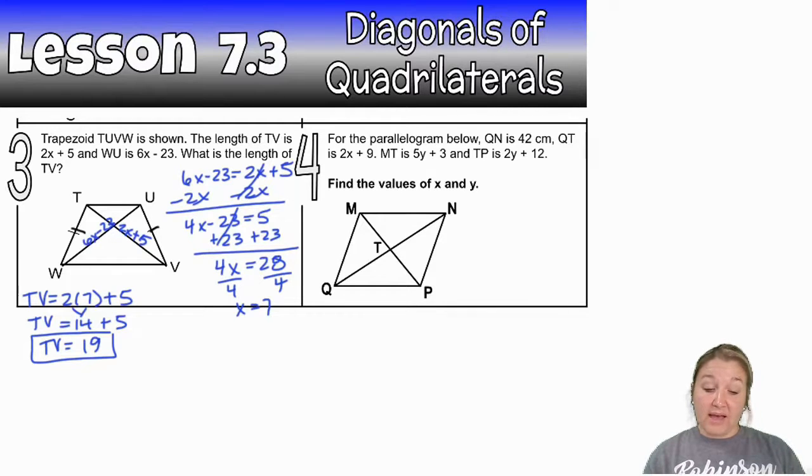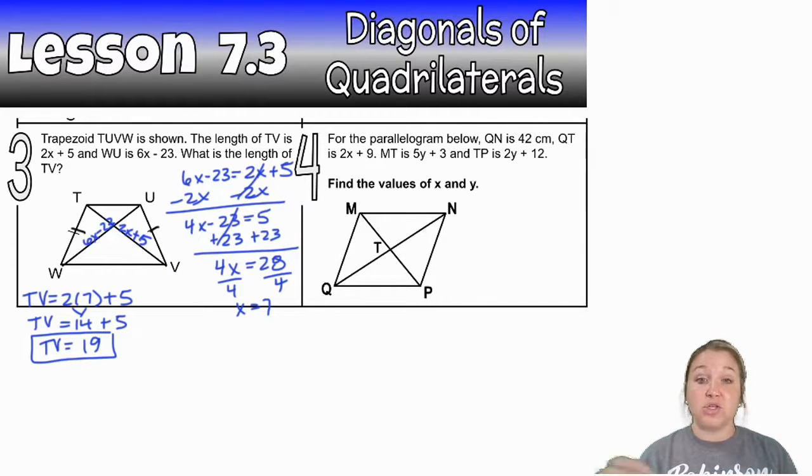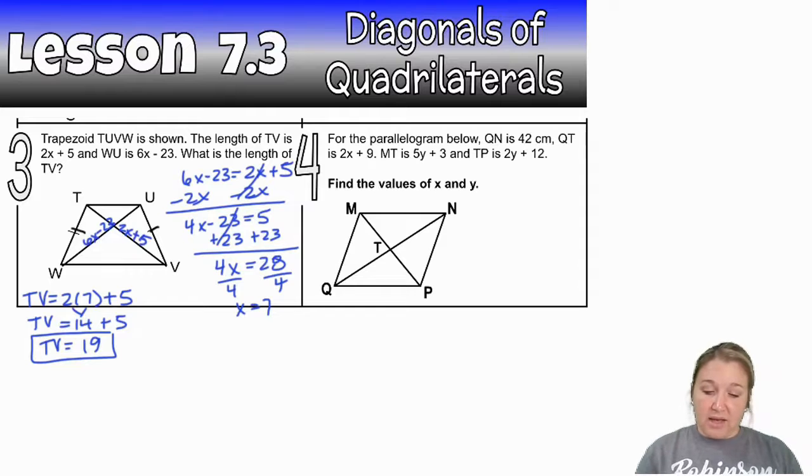And then looking at the last one, for the parallelogram below, QN is 42 and QT is 2x plus 9. And then MT is 5y plus 3 and TP is 2y plus 12. Find the values of x and y. So remember, for parallelograms, the diagonals are going to bisect each other. Bisect means it's going to cut it in equal parts, and basically in half.